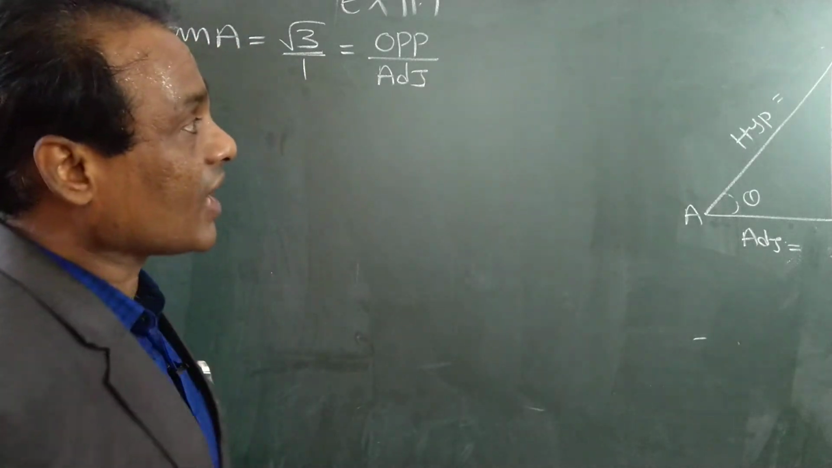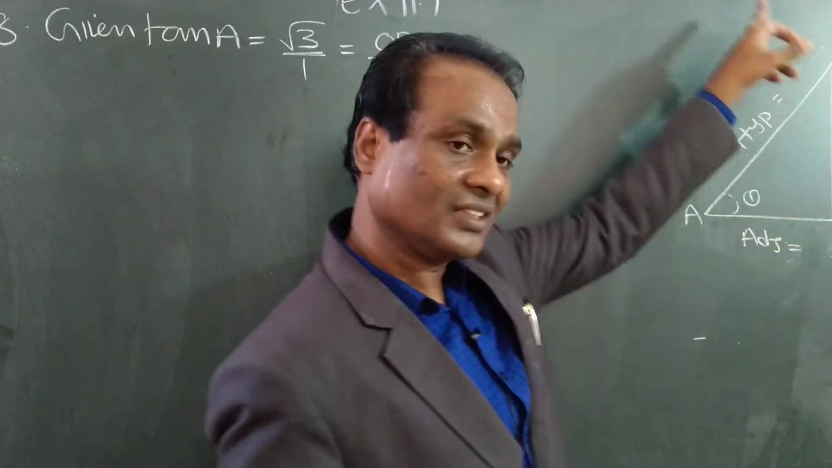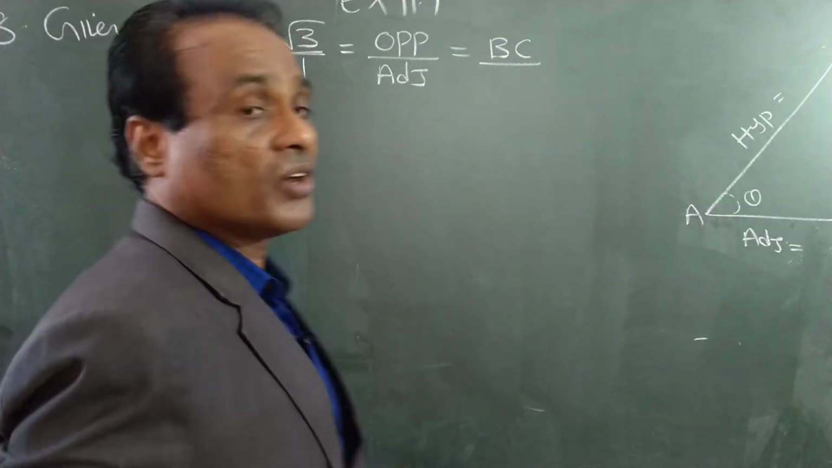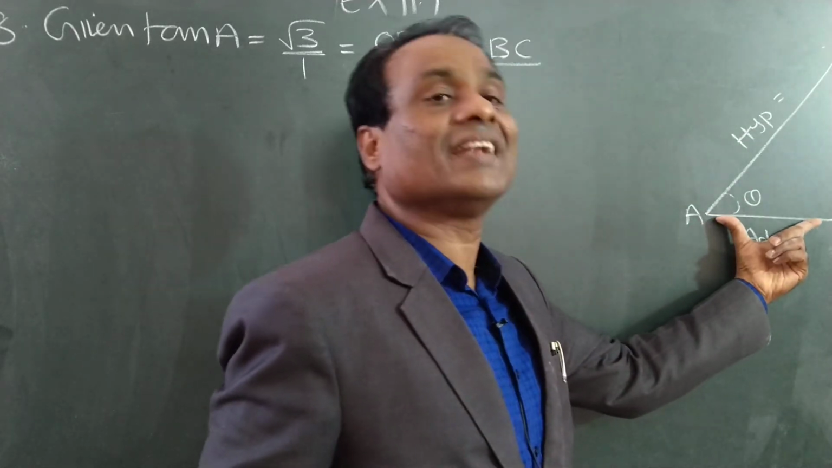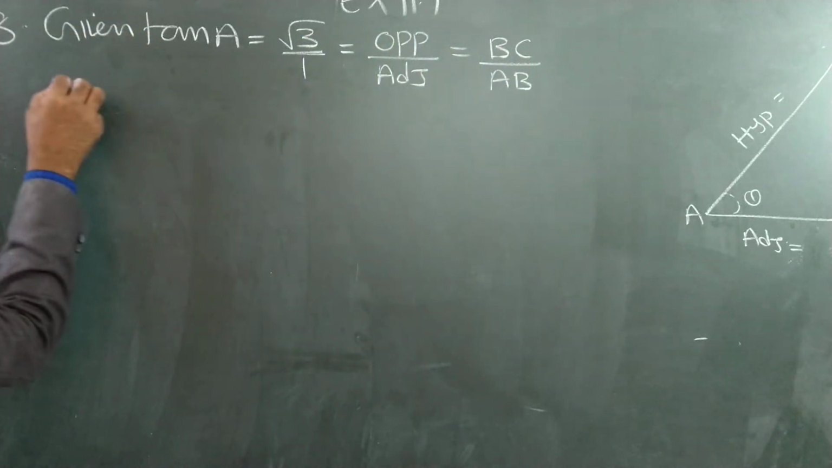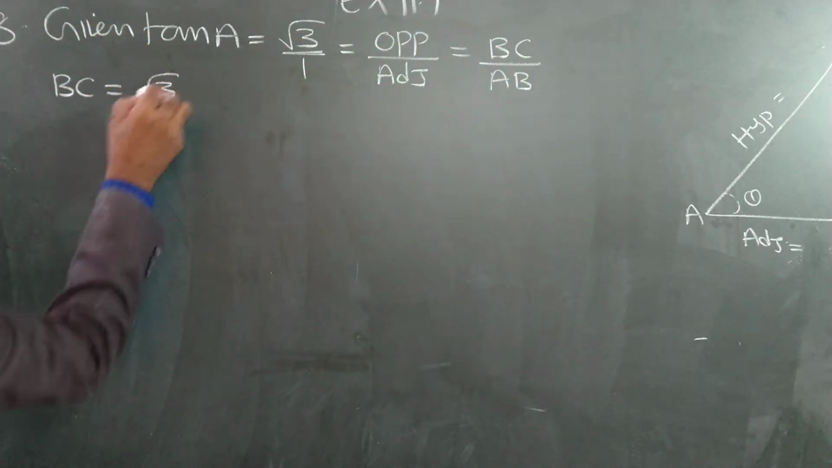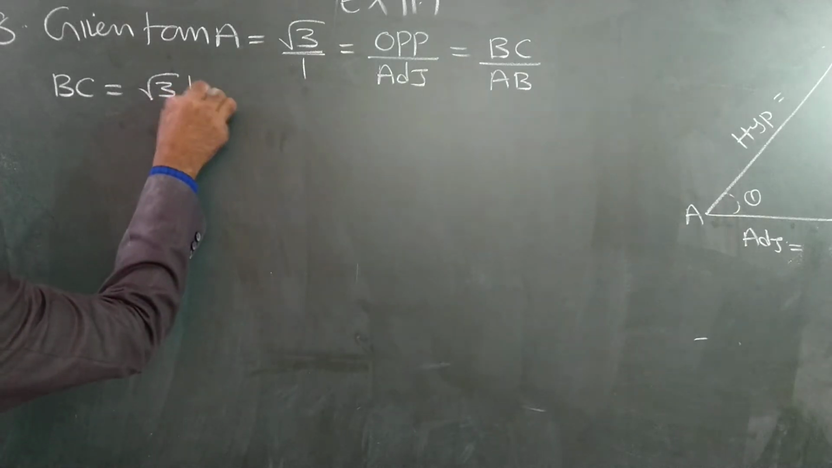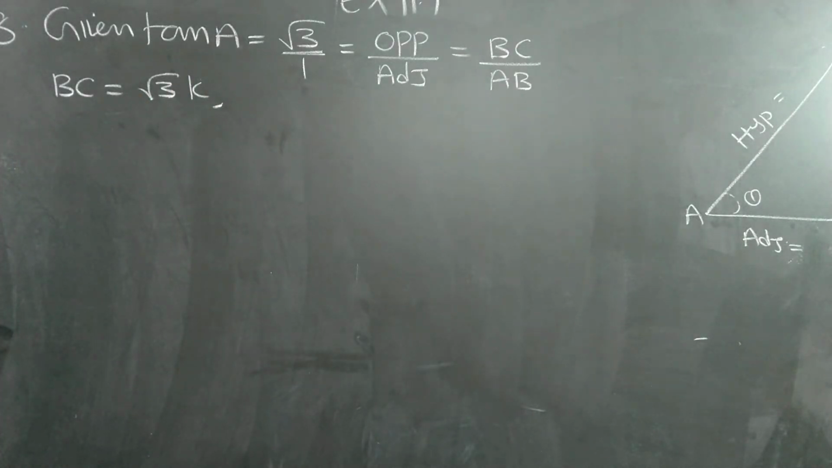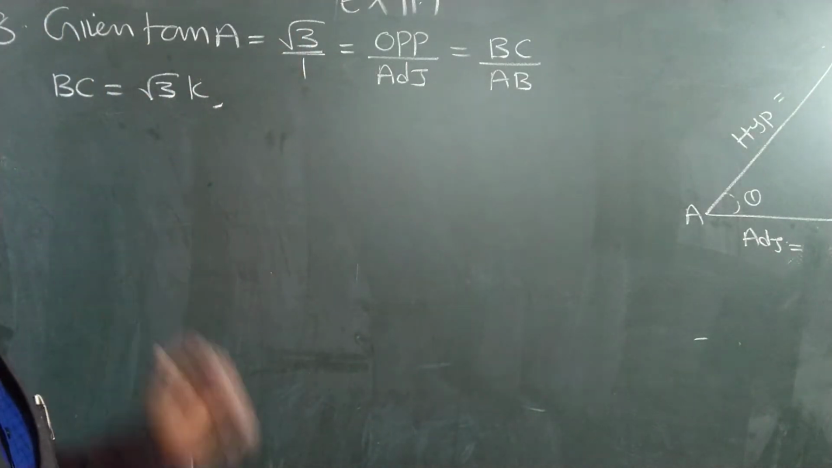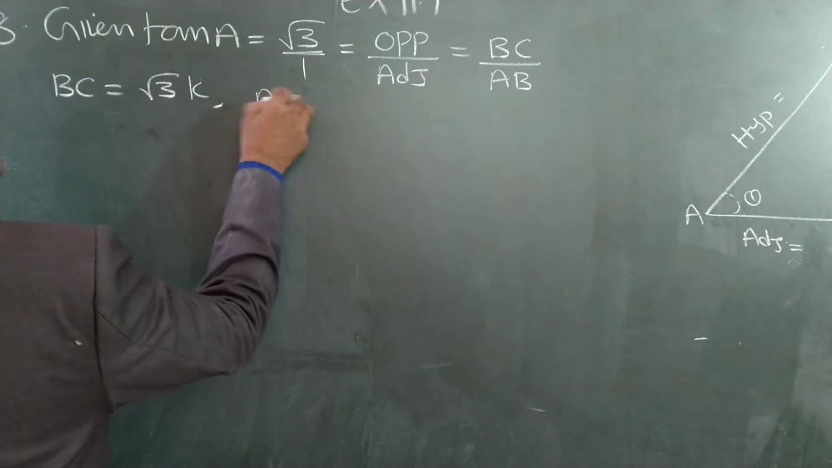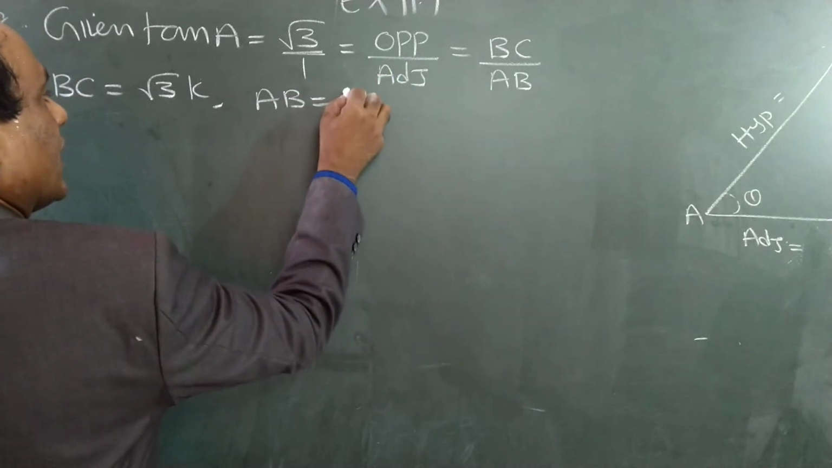In that figure, what is the opposite side? BC. The opposite side is BC. The adjacent side is AB. BC is equal to root 3. Directly we can take root 3, but the standard notation is to take some multiple, to avoid confusion. Instead of directly root 3, root 3k. Why should we take it like this? Yesterday I explained. AB is equal to 1k. 1k means k only.